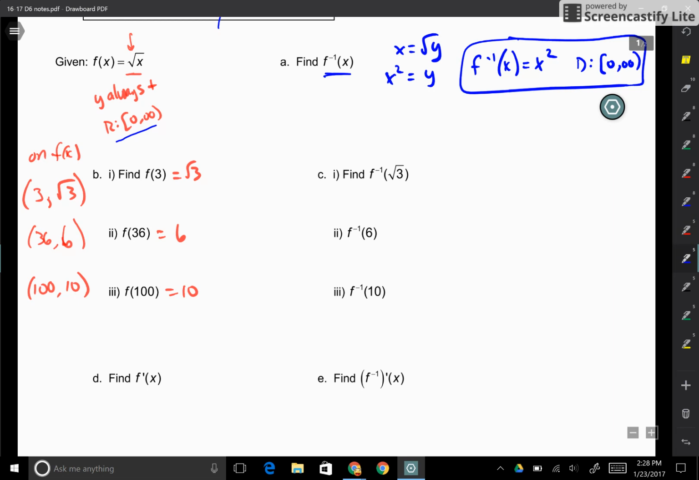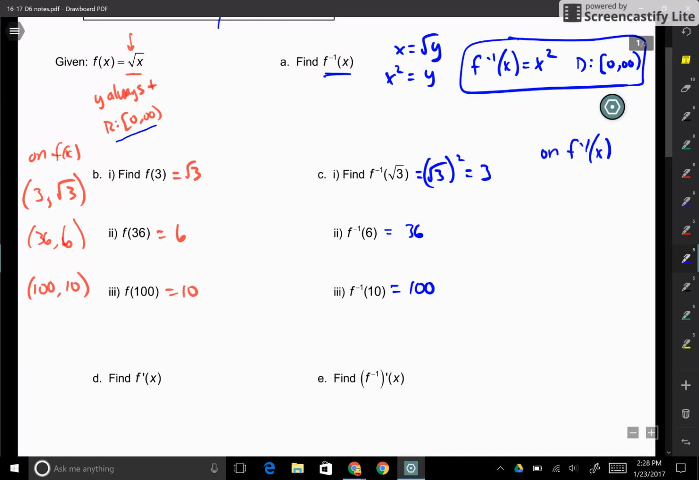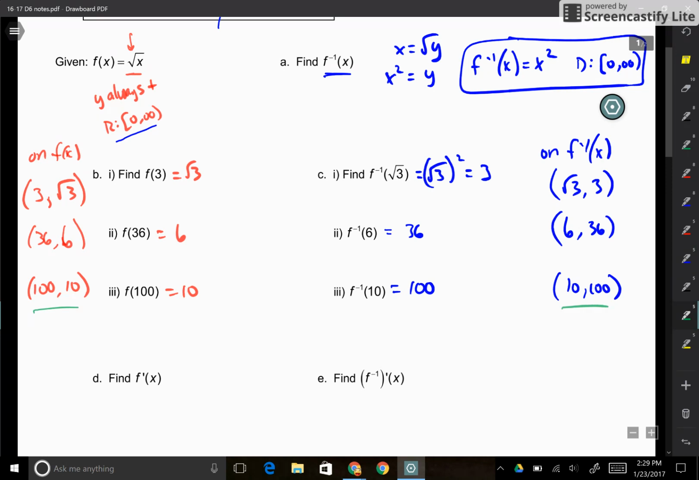Okay, so let's come over here and look at the f inverse function. F inverse of root 3 is root 3 squared, so that's going to be 3. 6 squared would be 36, and 10 squared would be 100. So on f inverse of x, I've got the points root 3, 3; 6, 36; and 10, 100. I did that so that you can see patterns. The x value of one is the y value of the other. We already know that based on what we know about inverses.